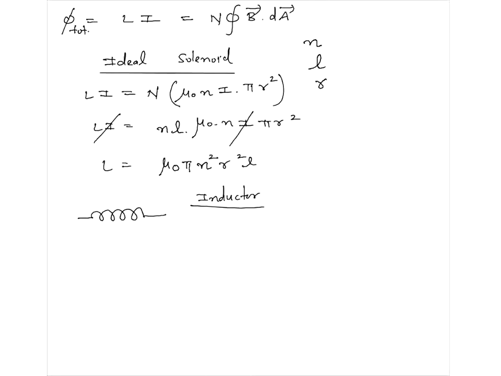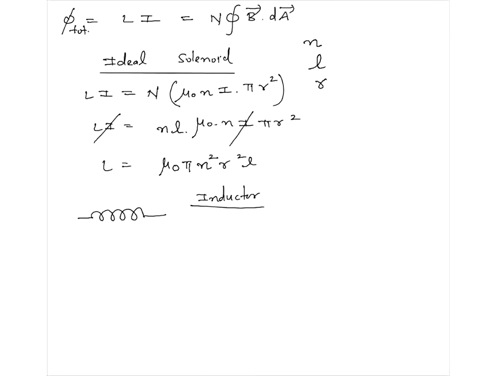But then this is for one turn. Let capital N be the total number of turns. Then capital N times that. So you cancel i, and you have L in front of you.